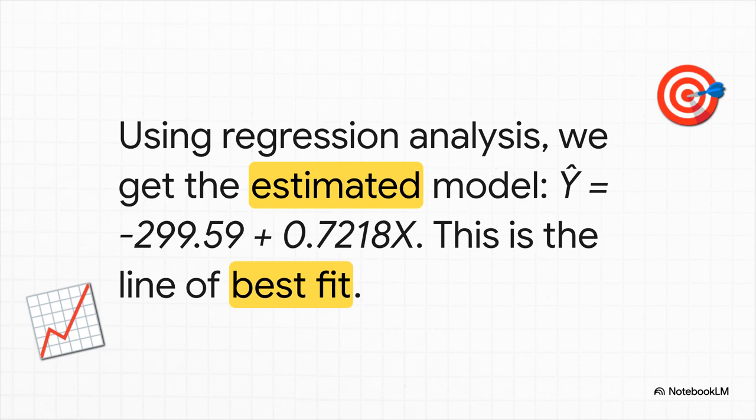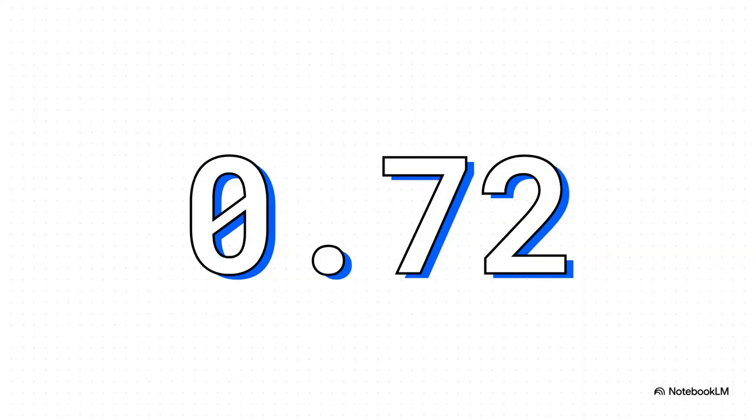We take all that data and we use a statistical technique called regression analysis. Now that sounds complicated, but all it's really doing is finding the single straight line that best fits that messy cloud of data points. And when we do that, this is the equation we get. And right there, that is our answer. The number we've been hunting for is 0.72. This is our estimated MPC.